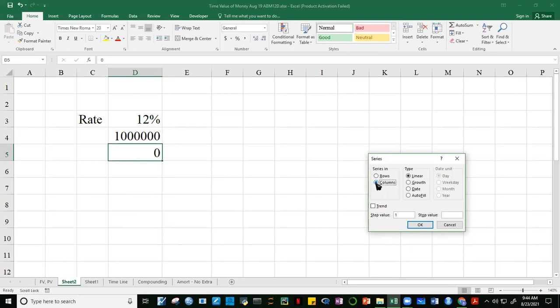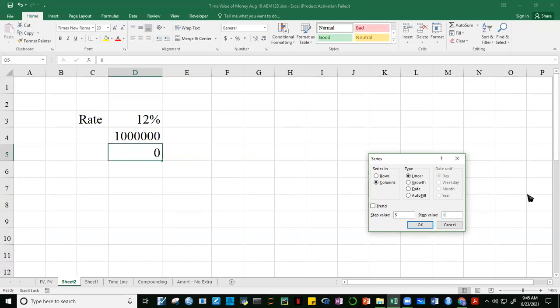So in columns natin ito, para pababa yung isusulat niya, dapat may simulang number na tayo. Then step value is the amount that we want. Notice na iba-ibang type, may linear, may growth. In fact, pwede ka rin mag-fill ng date or autofill. Tayo, linear tayo kasi we're just adding 5. Okay, so ang default naman yung linear. Step value is 5. Okay, then up to what value?